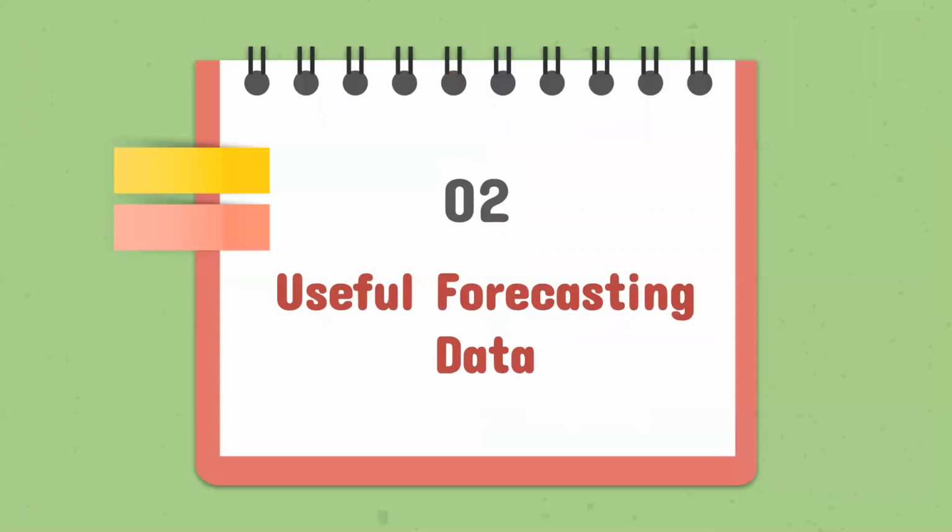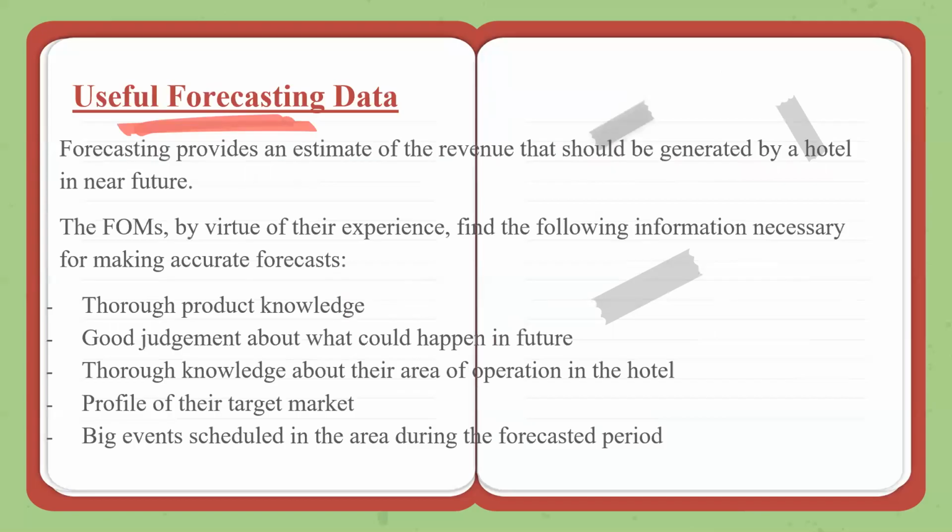All right, so let's move on to useful forecasting data. Forecasting, as we said, provides an estimate of the revenue that should be generated. You can't say, let's open a hotel and then we'll see. No, you have to have obviously some ballpark figures. So the FOMs typically, when they do their forecasting for their department, have to know a lot of things.